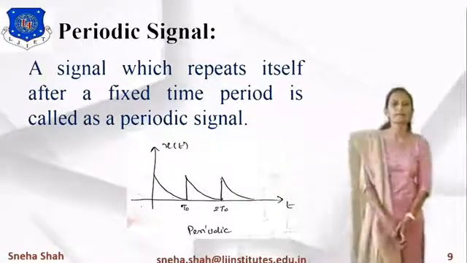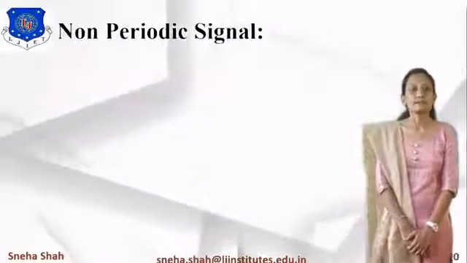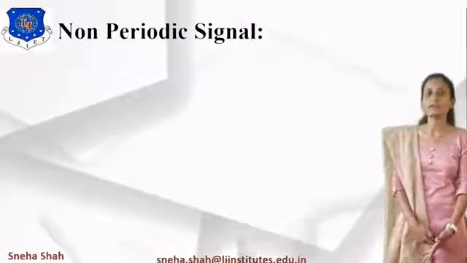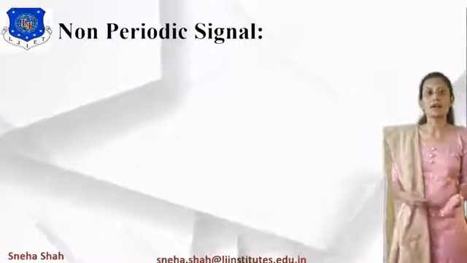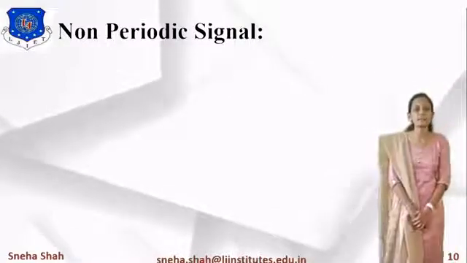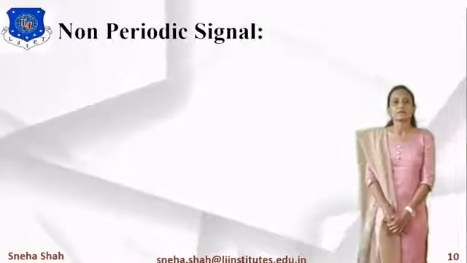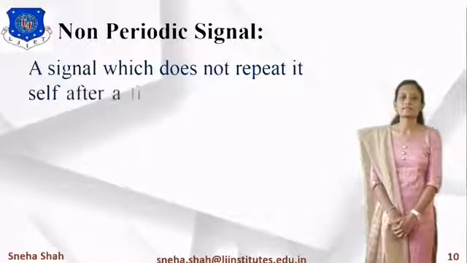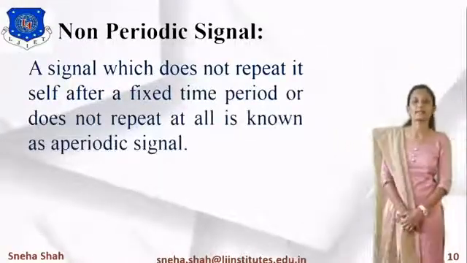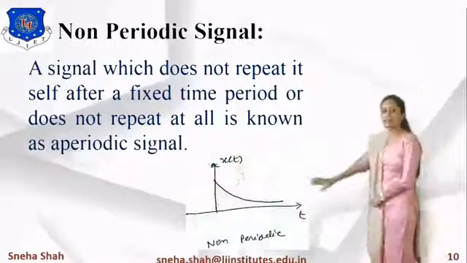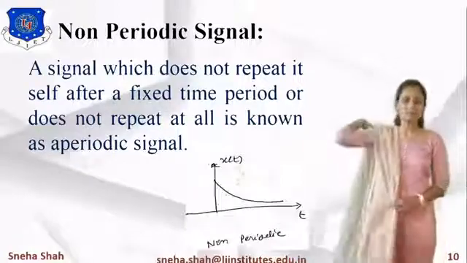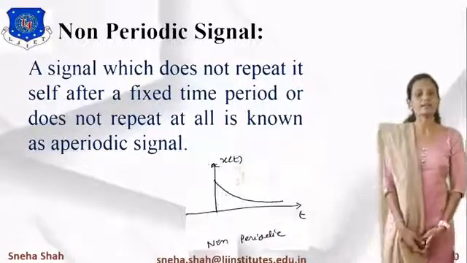Now the next type of signal is non-periodic or aperiodic signal. As I told you, non-periodic signal means it will not repeat over the entire range or does not repeat at all. So a signal which does not repeat itself after a fixed time duration or does not repeat at all is known as non-periodic signal. And if we bring the signal, it will look like this. It will not repeat after a fixed time duration, so it is known as non-periodic signal.